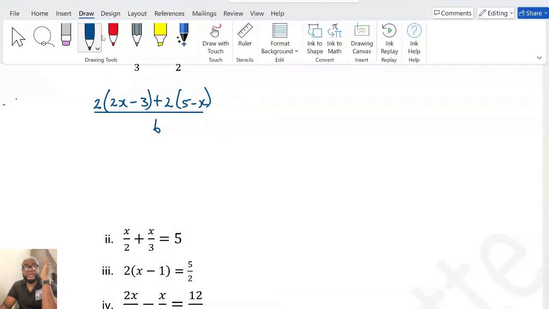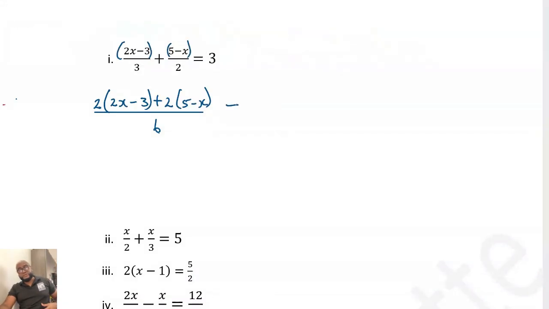Everybody good here, right? And this will be equal to what? 3. Excellent. Everybody good here so far? Stay with me. Because we have a single denominator on the left-hand side, I can't move that single denominator. So when I carry 6 to the side, it's like it's being divided on the left. The opposite of divide is to multiply, right? So I carry 6 to the right and multiply it.